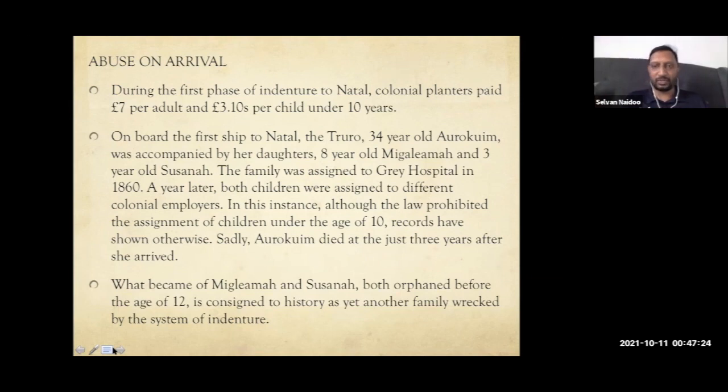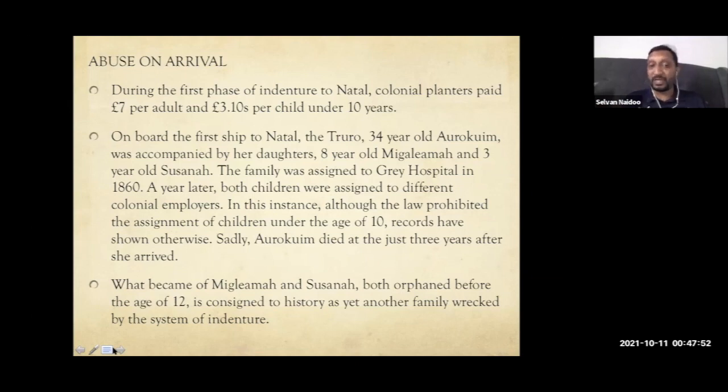But clearly, these weren't the full spellings of them. But in this particular case, this family, the mother and the 2 children, were assigned to Gray's Hospital to work. A year later, both children were assigned to different colonial employers. And in this instance, although the law prohibited the assignment of children under 10, clearly this wasn't the case. Sadly, the mother, Rokium, died 3 years later.